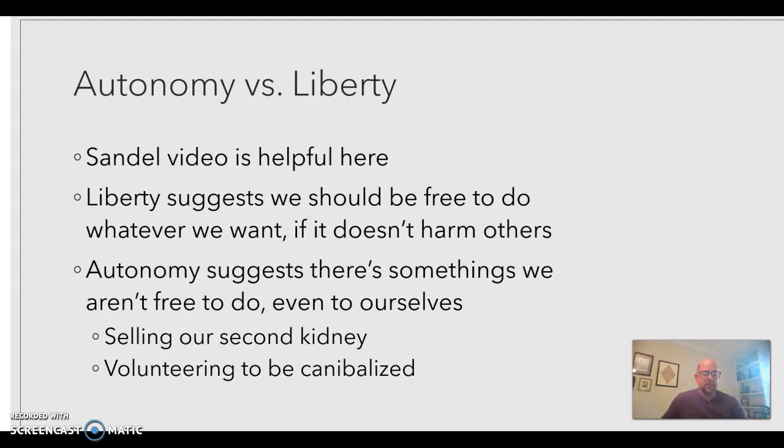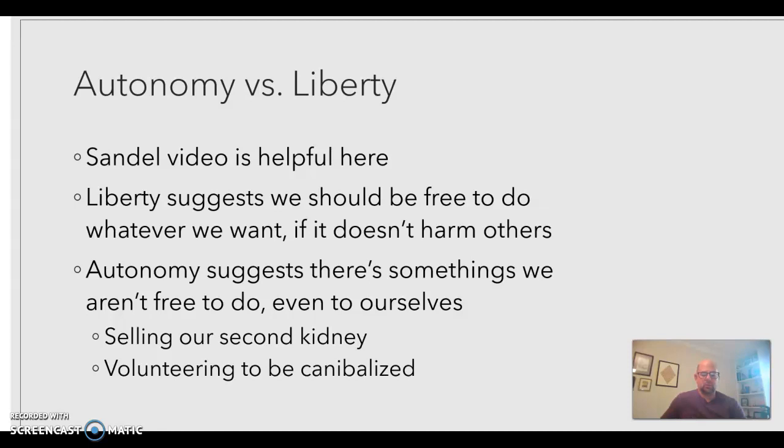So there's a story that Sandel uses in a book. I can't remember if it's in the video, but those videos are based on a book called Justice: What's the Right Thing to Do?, which I recommend.